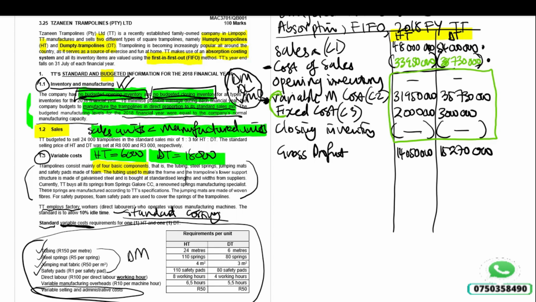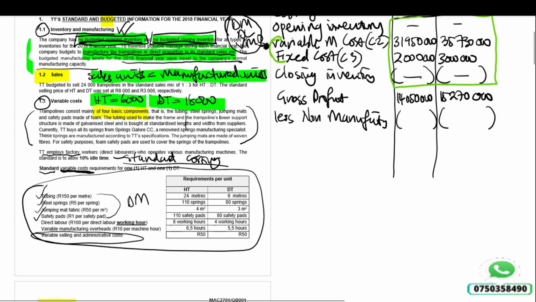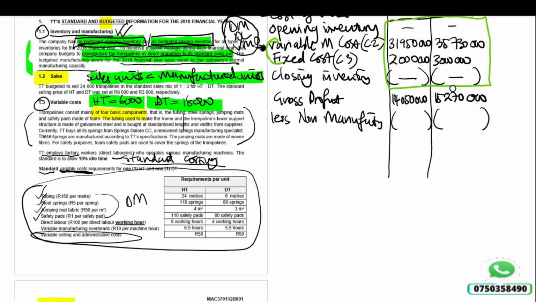After your gross profit, that's when you now put less non-manufacturing cost. My non-manufacturing cost is going to come here, and I have to calculate it because it won't be readily available. So I have to look at the information. Where did they mention non-manufacturing cost?